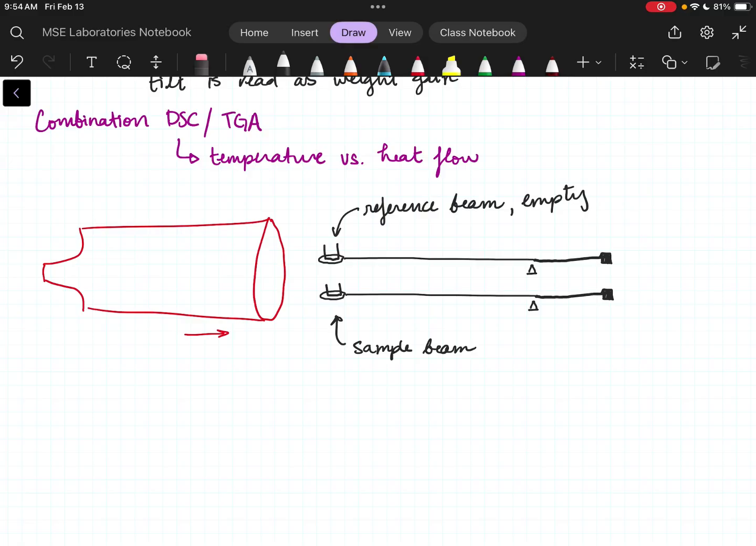DSC, the D in DSC stands for differential. So that means that I have to compare two things. What I'm comparing is an empty to a full. So I am comparing one pan that has nothing in it to one pan that has a piece of ice in it. Meaning that I have to have two beams in this situation in order to do any sort of DSC analysis.